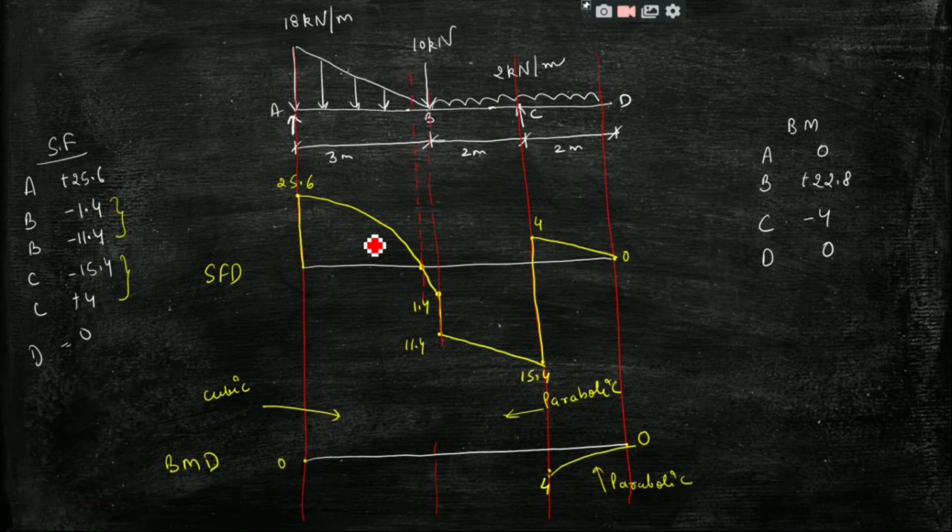So this was the B point, right? This line is representing B. Now I am drawing the section where the shear force is 0, so at this section the bending moment is maximum.